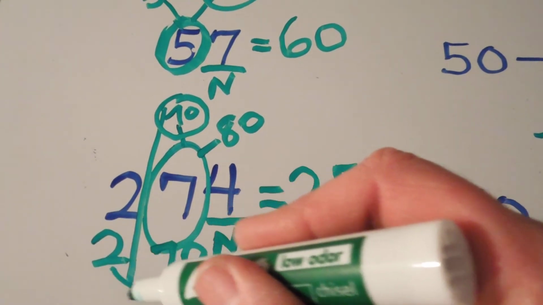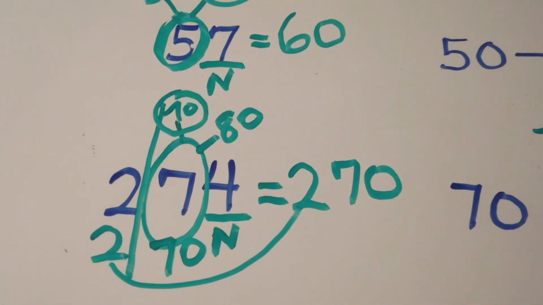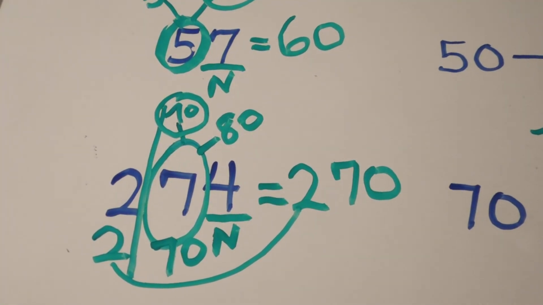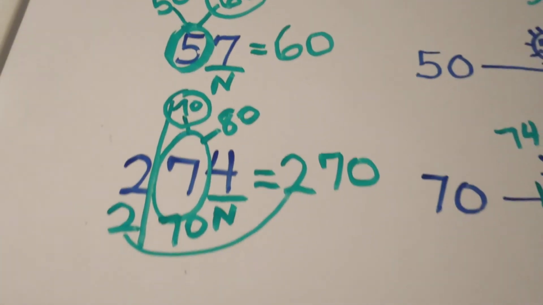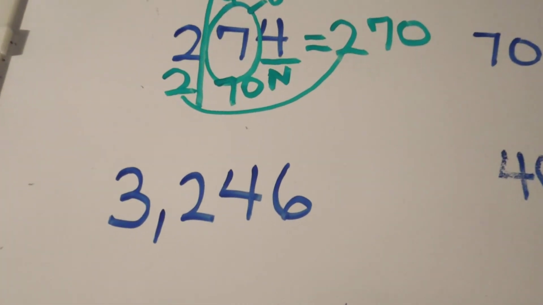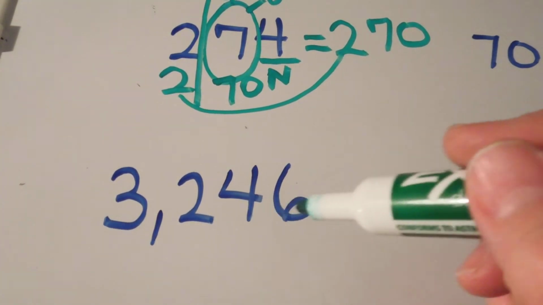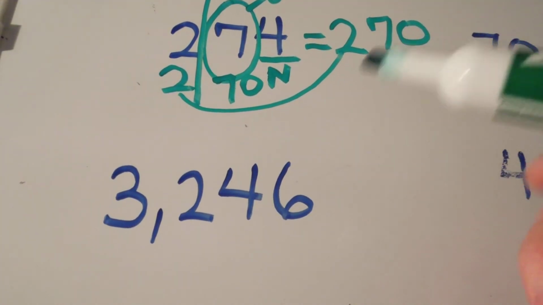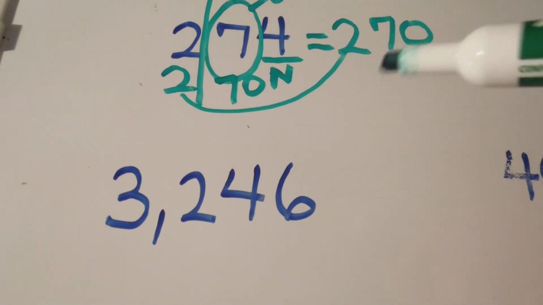Now we have to include this number. Even though we didn't round it, it has to be included in the answer. You can't just say 70, it has to be 270. Now let's take an even bigger number than that. Let's take 3,246. Now, using our place value song, we're going to figure out where the 10 spot is.